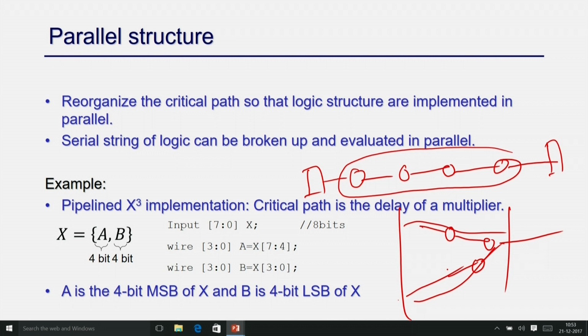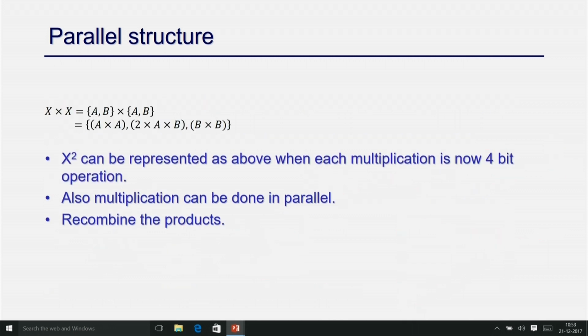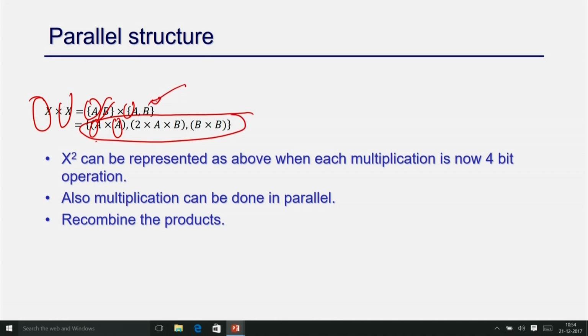For example, take the same x square power 3 example, where the input is x. My actual input is 8 bits, but you can think of x as having 2 components: the 4 MSBs and the 4 LSBs. You can store the MSB 4 bits in register A and the LSB 4 bits in register B, and do the multiplication separately. I am not going into detail, you can refer to other places, but the idea is that x into x is nothing but these 2 components, and you can do the multiplications on smaller 4-bit units and then combine the results to get x square.